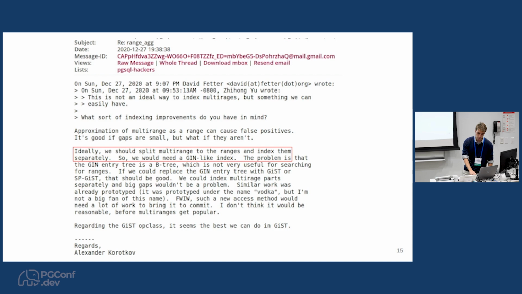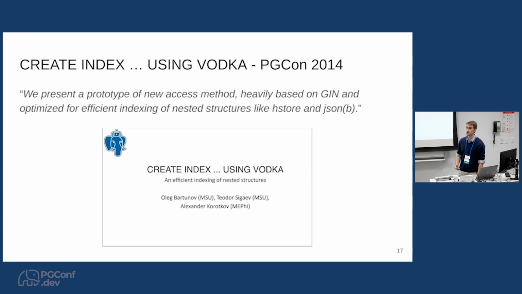But this was already tried before. He mentions the vodka index. I don't know if anyone here was at PGConf 2014. Yeah, so you heard about this before. This was already attempted, but for whatever reason was abandoned in favor of another type of index that they pursued. The idea, which they called vodka, was to modify GIN to replace the B-tree with a GiST or SP-GiST type tree. Their use case was mainly HStore or JSONB. But here, of course, I'm presenting this for multi-ranges and also MobilityDB trajectories.